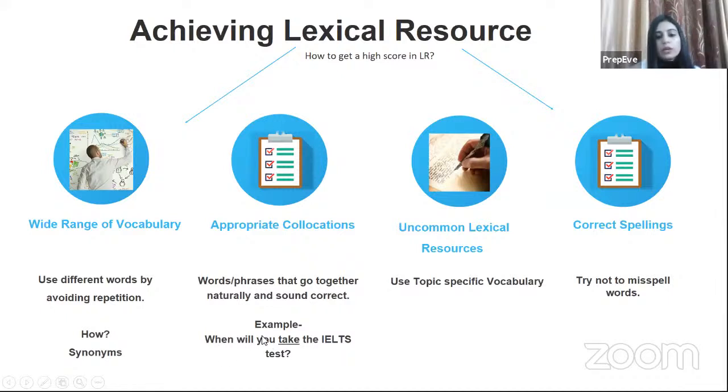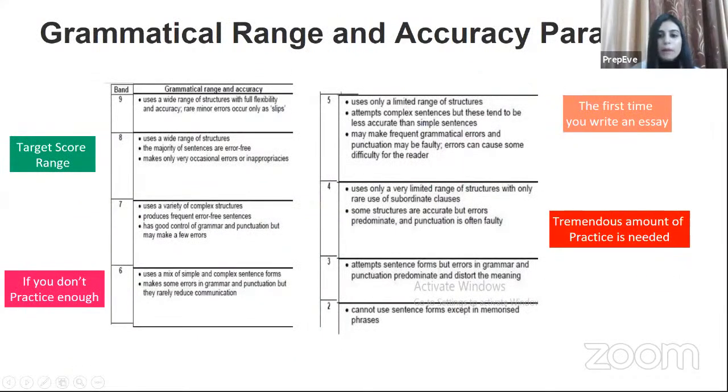So these are the words that are naturally said to go together. Okay. So again, the same example, when will you take the IELTS test? It's not like give the IELTS test would be incorrect here. Then you have to use topic specific vocabulary, which we'll be discussing on a daily basis with whatever question we pick up. And last but not the least, it's the usage of correct spellings. Okay. Grammar, again, the same slide, so I'll just skip it.